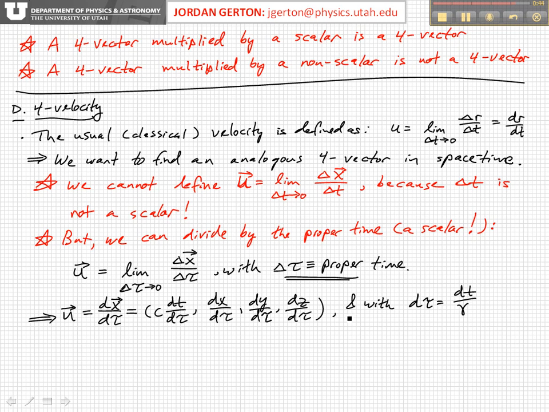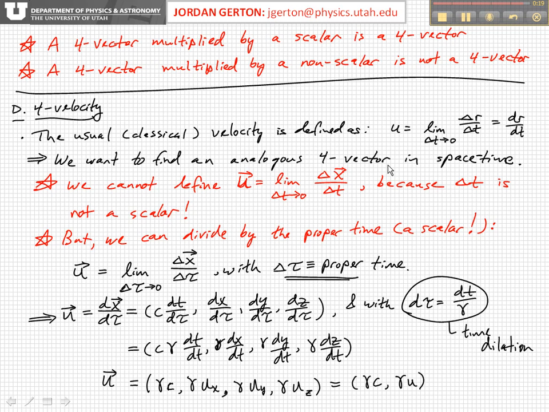Okay, so now if you take into account the definition of time dilation, that the time interval in any frame which is moving with respect to the proper frame is time dilated by the Lorentz factor gamma, then finally we get this expression for the 4 velocity. It's equal to gamma c, gamma ux, gamma uy, gamma uz, or sometimes in shorthand notation gamma c and then gamma u, where u is understood to be the 3 velocity. Okay, so that's the definition of 4 velocity.